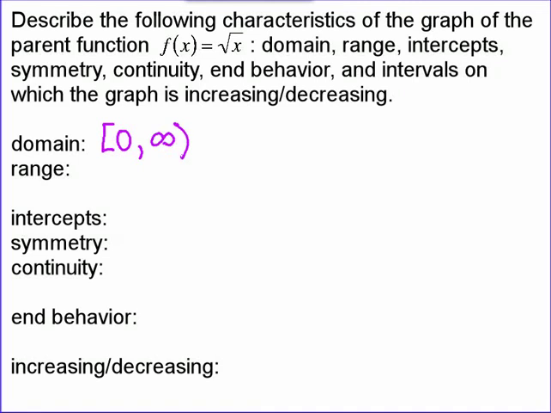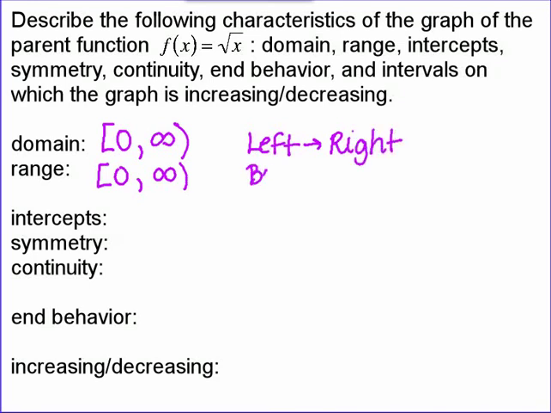What was range? Range is top to bottom. So on our graph, what is the lowest point on the graph? 0. Do I include it or not? Yes. So 0. What is the uppermost point on the graph? Infinity. So really, remember, domain was left to right. Range was bottom to top. And that was one of the first things we learned.